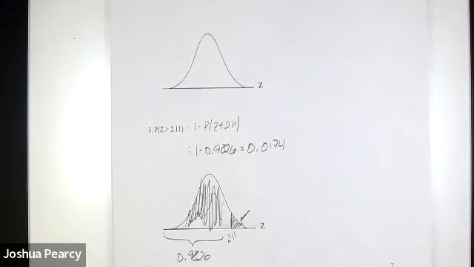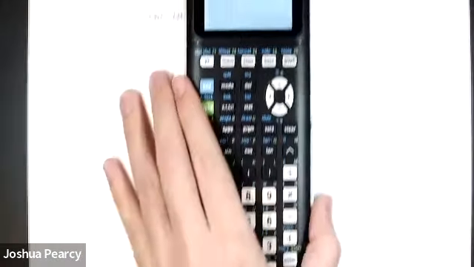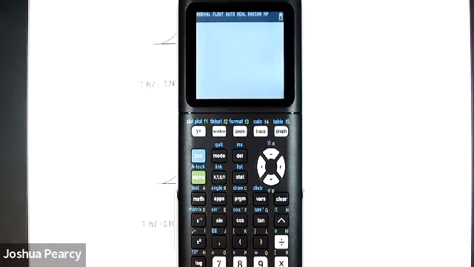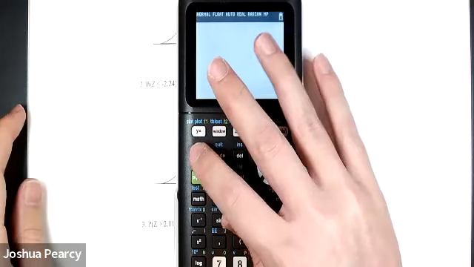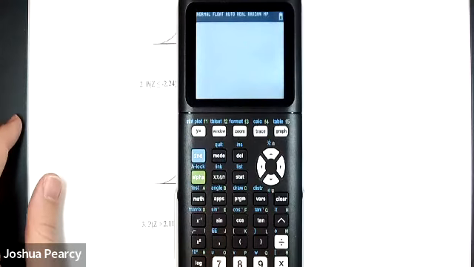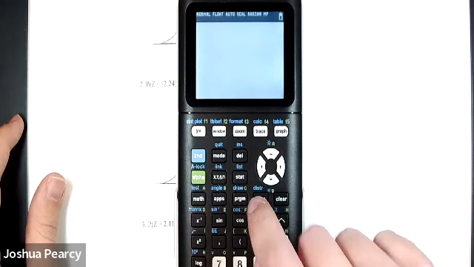Would you like to see an easier way to do this than using the tables? Let me show you. Last chapter, we did the distribution thing on the calculator, right? For a binomial. You can do the same thing for a normal. And to do that, you hit second, vars.